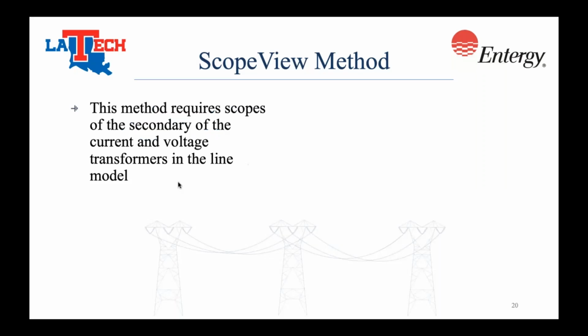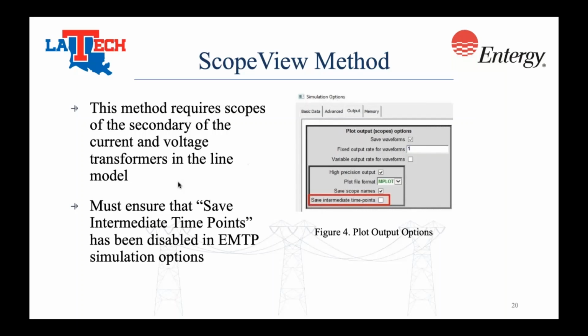Be sure to capture the secondary of the current and voltage transformers by scoping the burden, current, and voltage respectively. Also, users must ensure the Save Intermediate Time Points is turned off in EMTP simulation options. This can cause a lot of issues with the EMTP data that will be discussed later in the demonstration video.